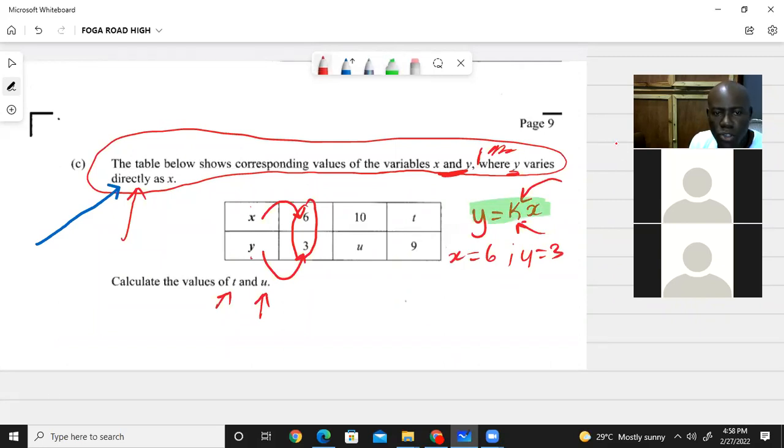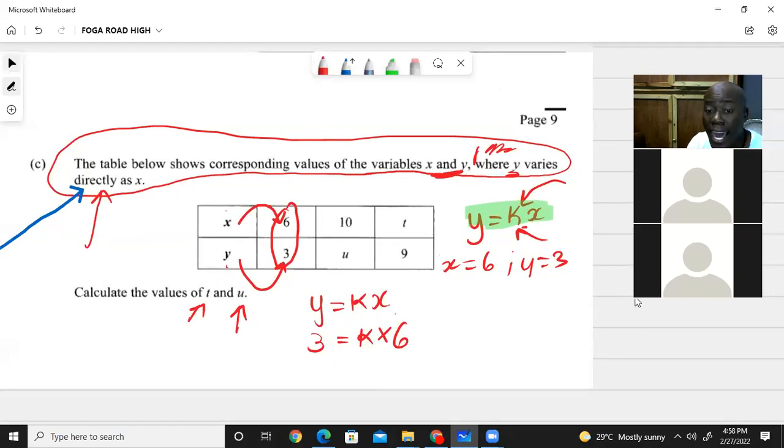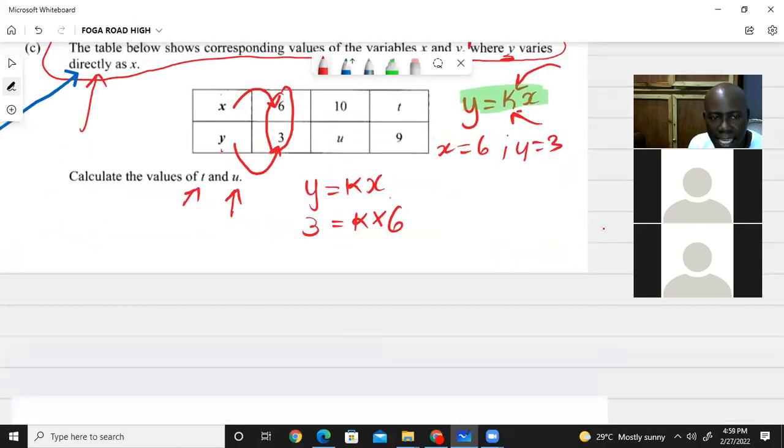Check it out. We're saying y is equal to kx. y is 3, so 3 is equal to kx, and kx means k times x, times 6. We're almost there. We want to find a value for k. Divide both sides by 6. You could see, bam, the k is now alone. And k is equal to 3 over 6. But we'll normally break this down: 3 into itself 1 time, 3 into 6 2 times. So k is equal to 1 over 2. k is a half.